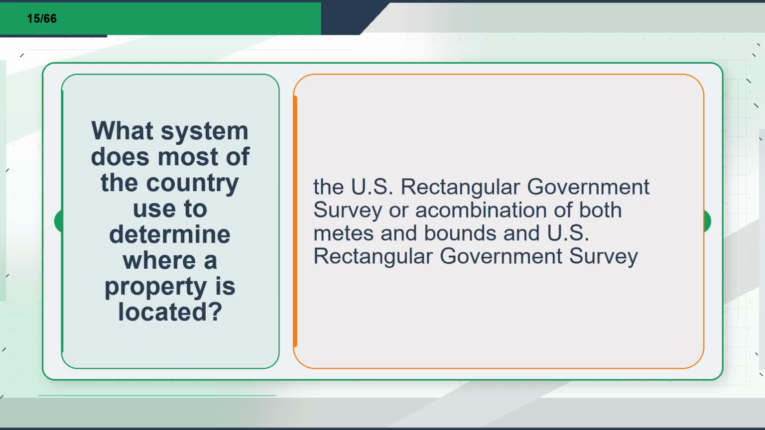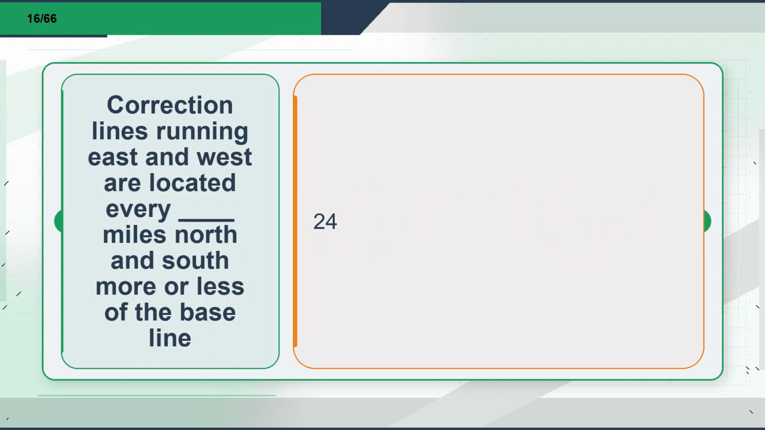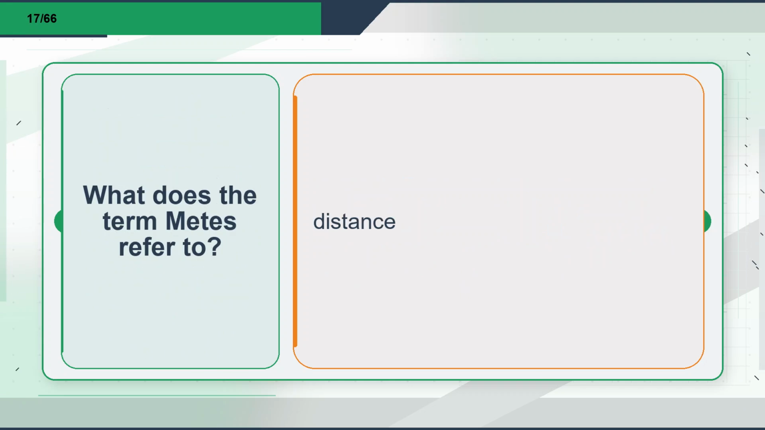Flashcard 15. Term: what system does most of the country use to determine where a property is located? Definition: the U.S. Rectangular Government Survey, or a combination of both metes and bounds and the U.S. Rectangular Government Survey. Flashcard 16. Term: correction lines running east and west are located every blank miles north and south, more or less, of the baseline. Definition: 24.